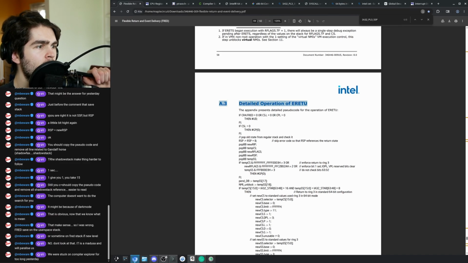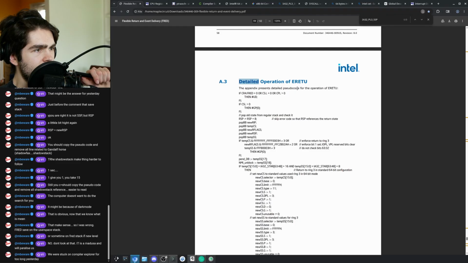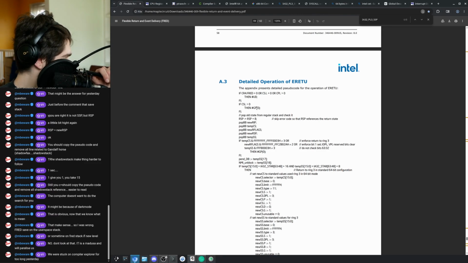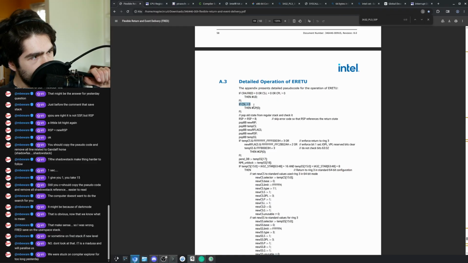Okay, detailed operation of return to user. Pseudocode, cool. So if FRED equals 0, if we're not in long mode, or if we're currently in any mode but root, that makes sense, then there's an issue. Cool. If CSL greater than 0... I'm confused. If current stack level is greater than 0, then we have an error.